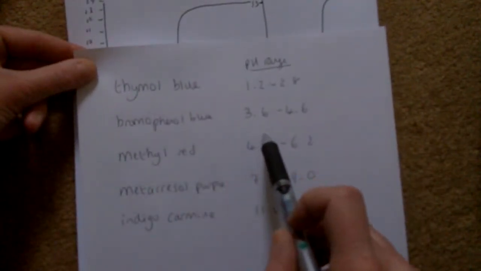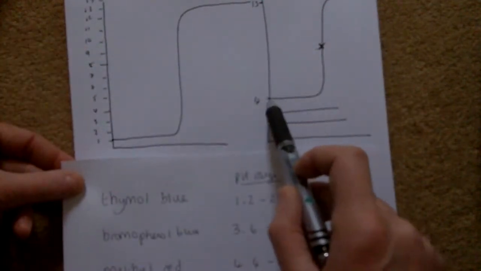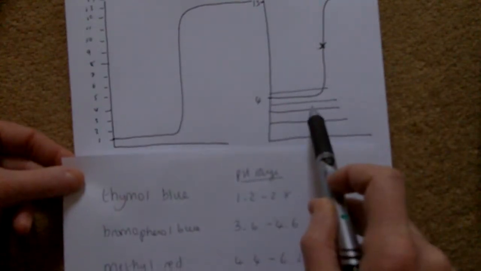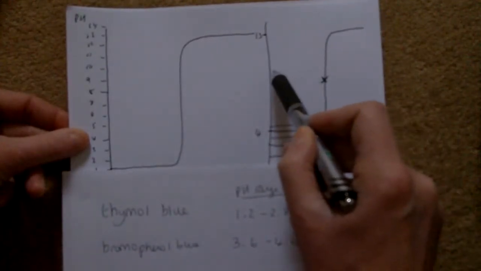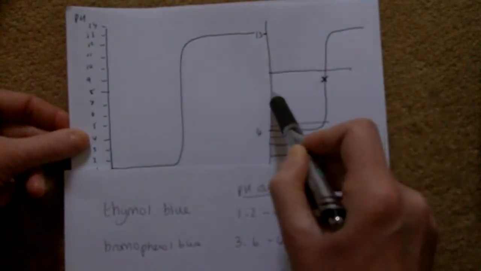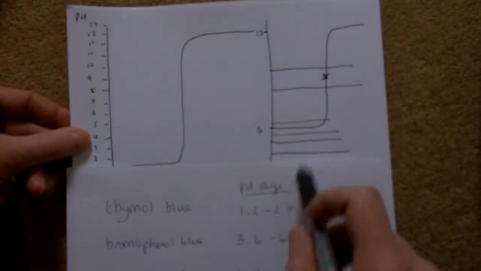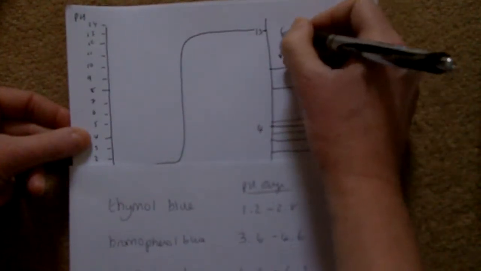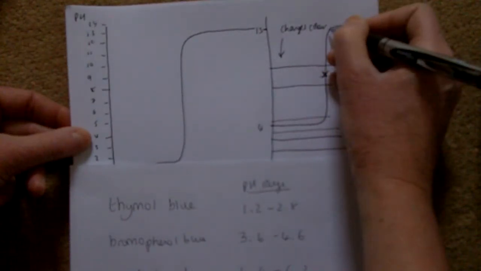Okay, bromophenol blue changes color 3.6 to 4.6. Well, that's a bit dodgy as well, because that will change color around here. See, that's still no good. Ideally, you want to choose an indicator that changes color near the equivalence point. That is the best indicator.